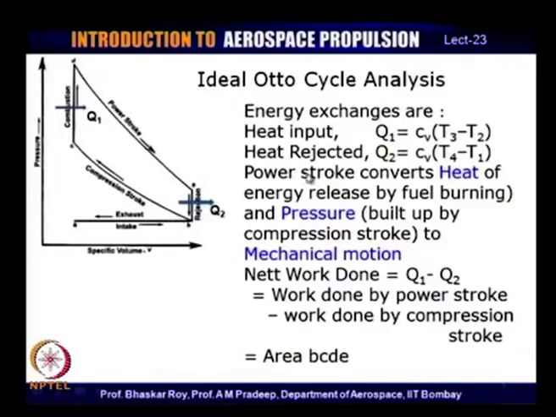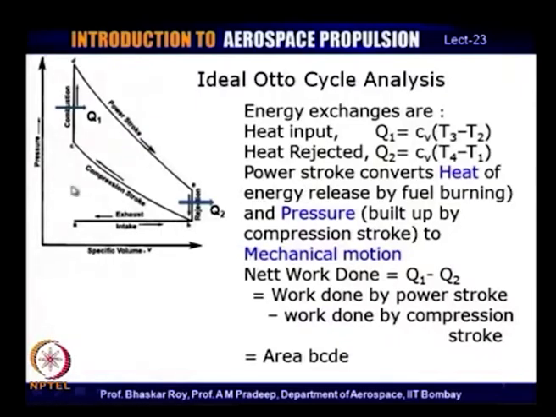Okay. So, the heat input Q1 is in a constant volume process, it is given over here, and it depends on the temperature level from here to here. And the heat rejection is from here, which is the temperature differential between this point and this point. Okay.